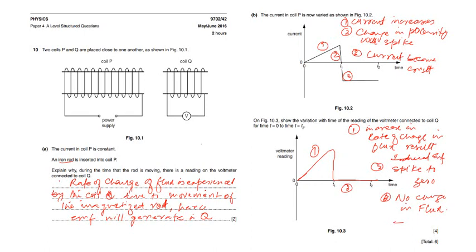If so, then this coil will experience a change in magnetic field in time. So the voltmeter reading, the volt-time graph, will also be in three sections. In the first section, when the current increases, there is an increase in the rate of change of flux, resulting in induced EMF. So the voltmeter reading increases.